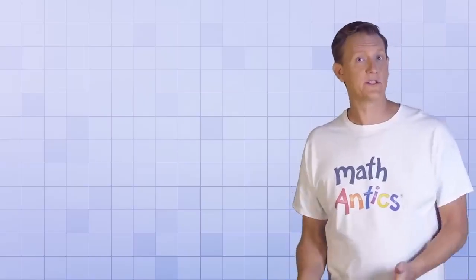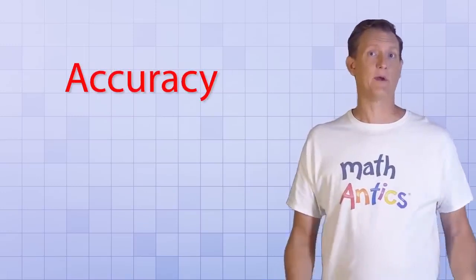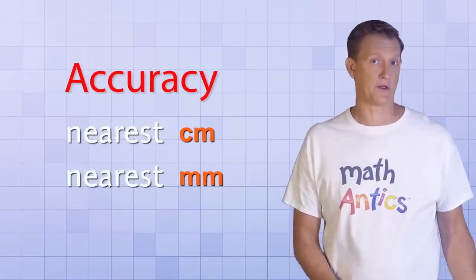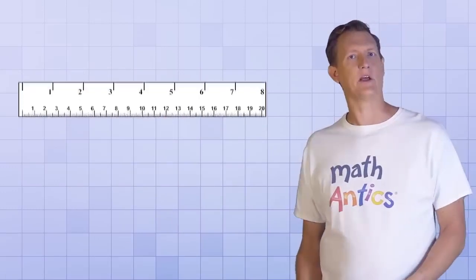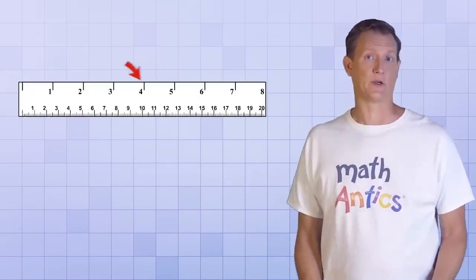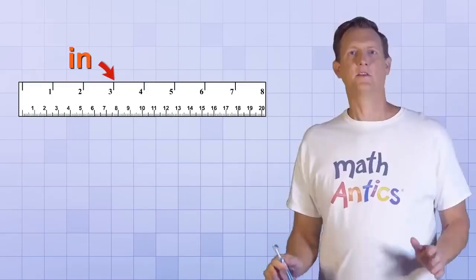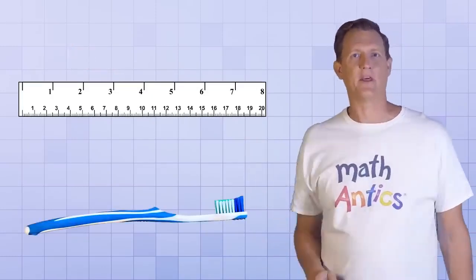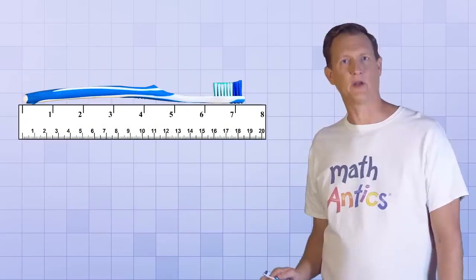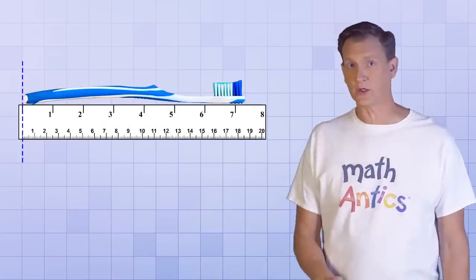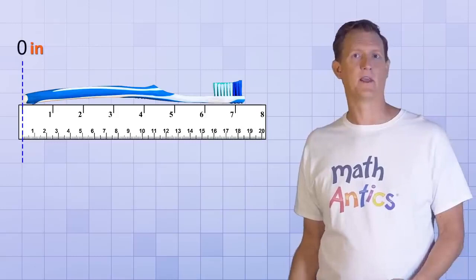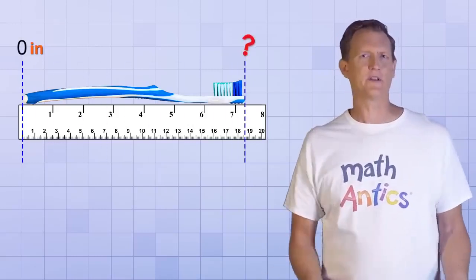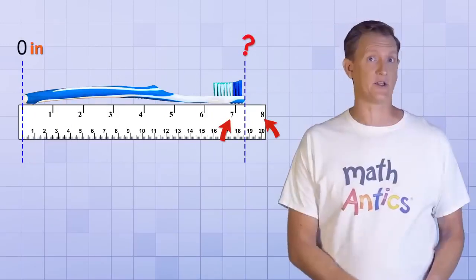Okay, now that you understand what accuracy is, and we've made a measurement that was accurate to the nearest centimeter, as well as one that was accurate to the nearest millimeter, let's try making a measurement with the non-metric side of our ruler, which measures inches. Suppose we want to know the length of this toothbrush in inches. To measure that, we first line up one end of the toothbrush with the start of the inches scale on the ruler, which represents 0 inches. Then we see where the other end of the toothbrush lies on that scale. Notice it's somewhere between 7 and 8 inches.